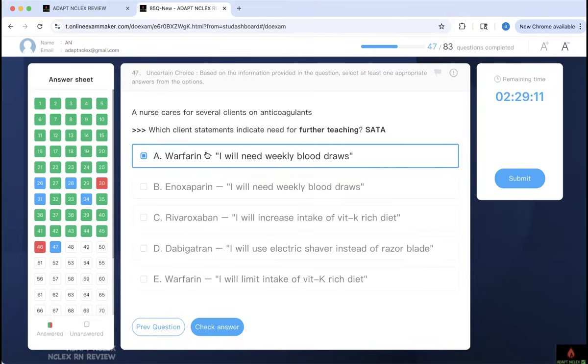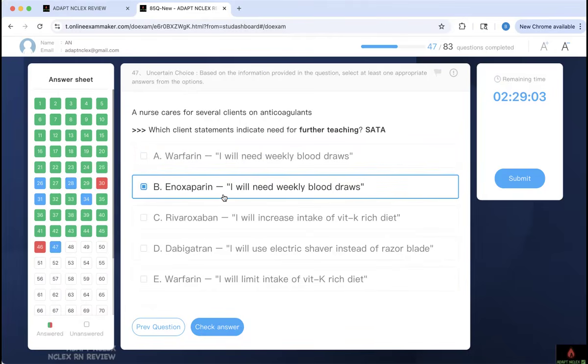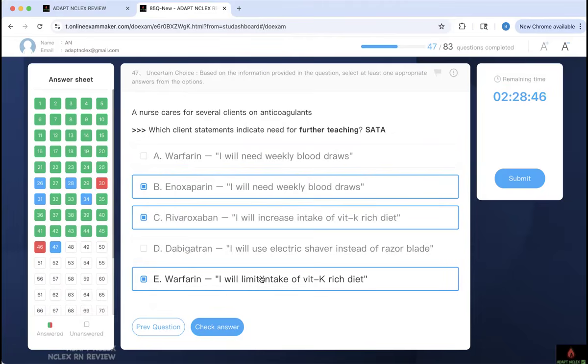Warfarin, you need what? Blood draw. So that statement is fine. Enoxaparin, you don't need blood draws. You need further teaching. Rivaroxaban, you don't need to increase your diet rich in vitamin K. Dabigatran, you can use what? Electric shaver instead of razor blade. So that's good. Warfarin, you don't need to limit your intake of vitamin K. Watch for this. Take a picture of this. Read this concept because you may see it somewhere.